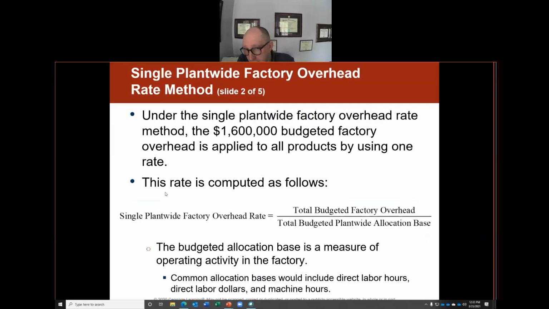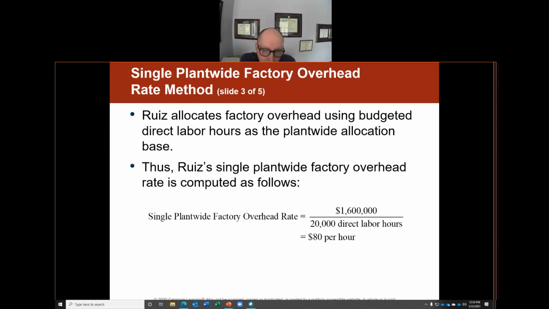Using the single plant-wide rate method, which is the easiest one to calculate, is the most simplistic method. To calculate the single plant-wide rate, we simply take the total budgeted factory overhead divided by the total budgeted plant-wide allocation base. The allocation base is the unit for the measure of activity. In our example, it's labor hours. So, we take the $1.6 million of factory overhead budget divided by the 20,000 hours of our allocation base for direct labor hours to get $80 per hour of the single plant-wide rate.